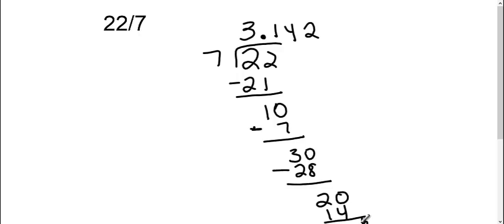Now I could keep going on and on, but it says round to the nearest hundredth. So here's our 10th place, here's our 100th place. We need to look at our 1,000th place to see if we need to round that 4 up or leave it as a 4. Since it's a 2, I'm going to leave it. So my final answer is going to be 3.14.